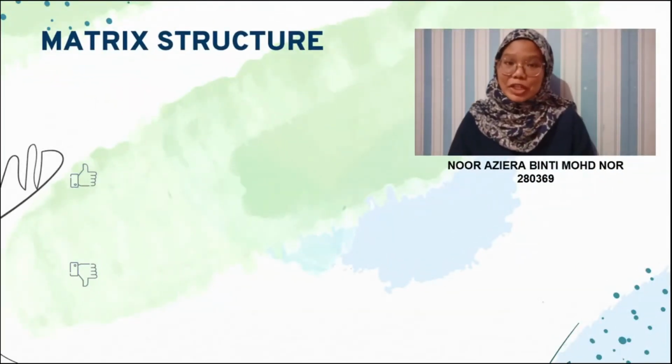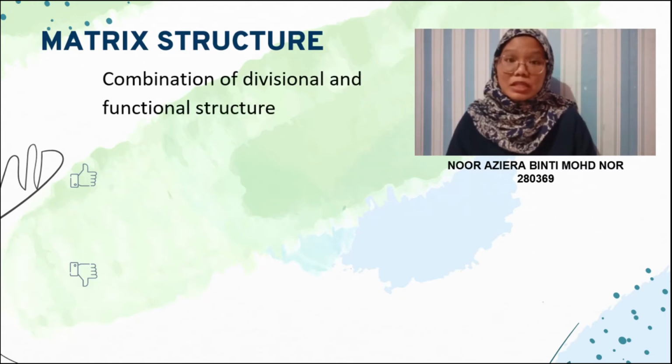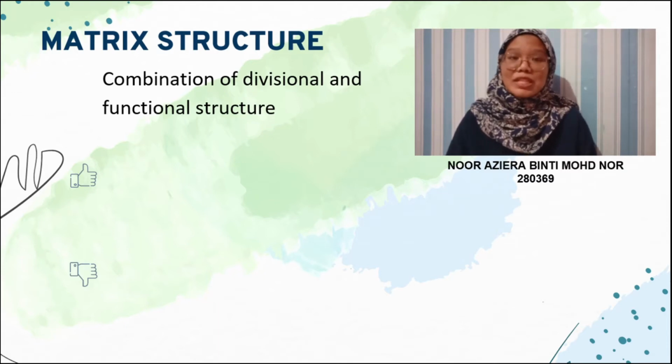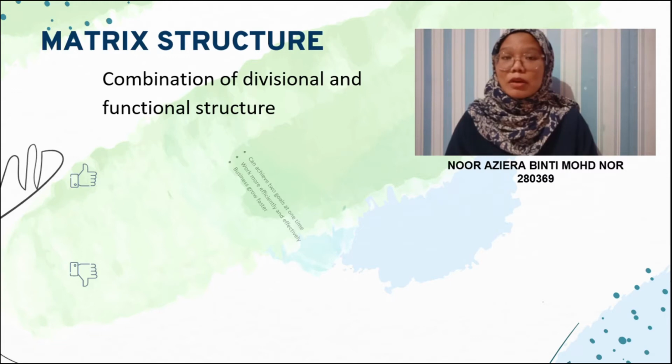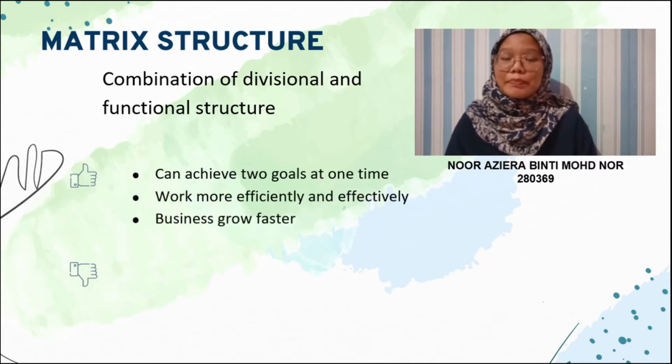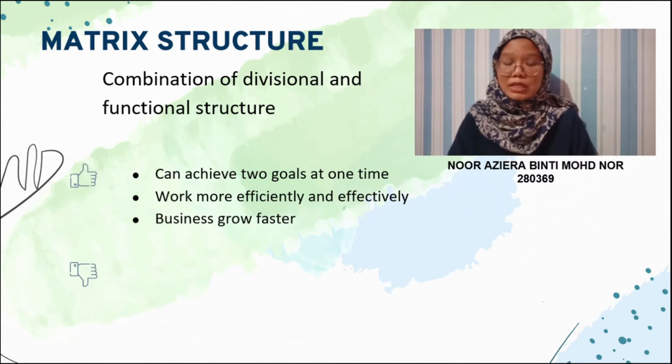Lastly is matrix structure. Matrix structure is a combination of functional and divisional structure. This structure is also called a multi-command system because it consists of a different leader for each department. The advantages when using this structure are the company can achieve two goals at one time because of the combination of two structures. Next, workers can work more efficiently and effectively because of their teamwork. Lastly, business can grow faster due to improvement in communication between the workers.